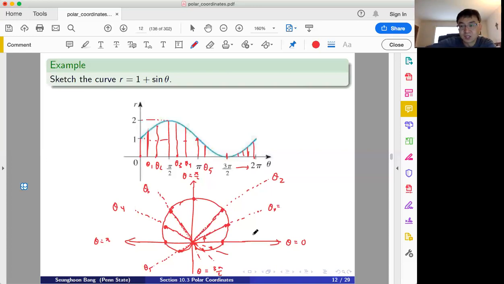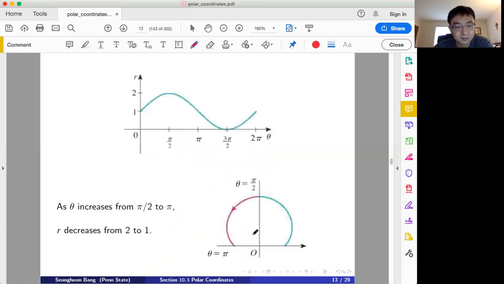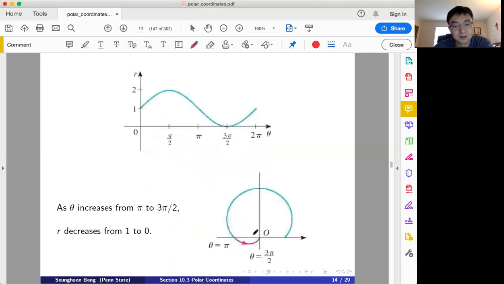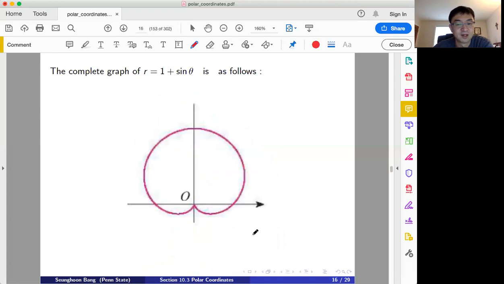Make sense? This is the whole idea. You can only convert from the r and theta in the Cartesian coordinate to the polar coordinate. You just connect the endpoints. We have the exact graph of r equals 1 plus sine theta. So here, like this, like this. So we have it.